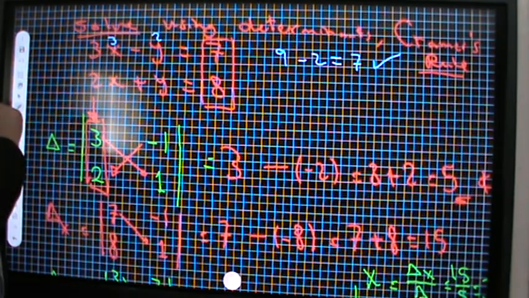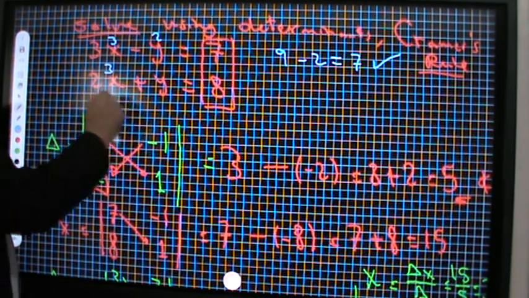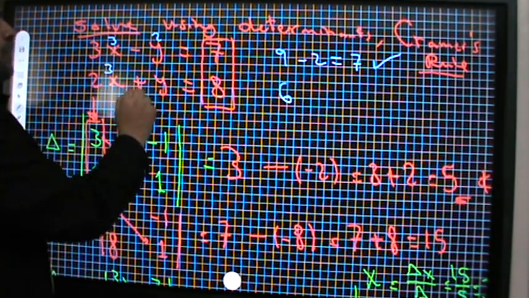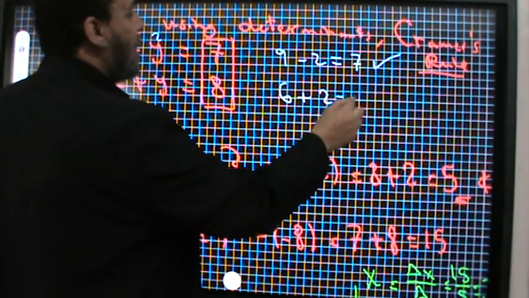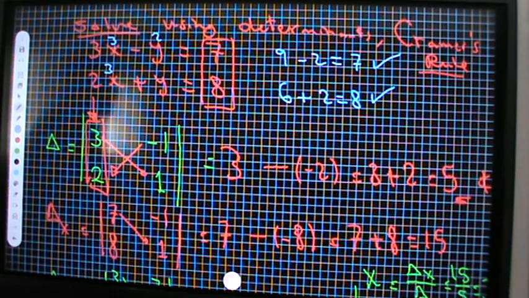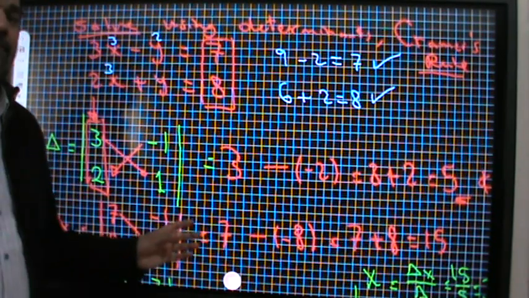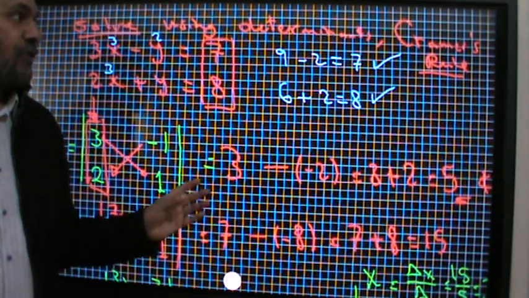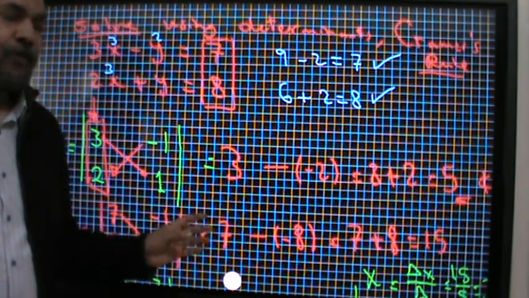By checking the second one, 2 times 3, it will be 6. Plus 2, it will be 8. It will be correct. Then our solution is the correct answer. Then the solution set for this one is the set of ordered pair 3 and 2.